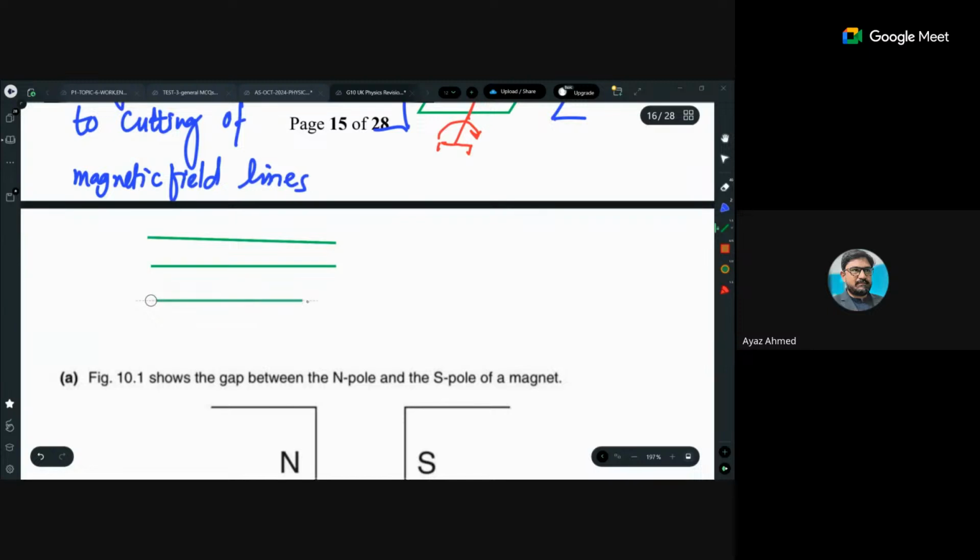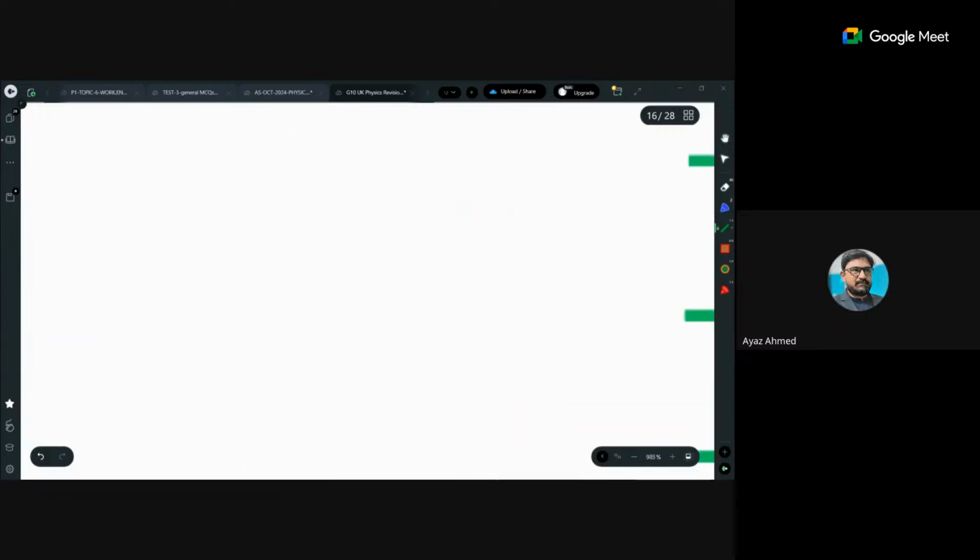What are you doing? Basically you are moving the coil. For example, I will just draw the position of the coil. It is the magnetic field. And that magnetic field is moving from where to where? From which point to which point?